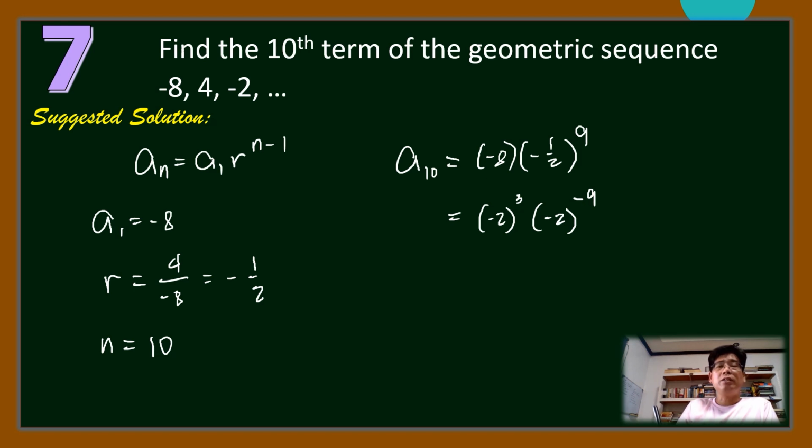Applying product of two exponential expressions, we have negative 2 raised to negative 6, or this is equal to negative 1/2 raised to 6. We have an exponential expression with an even exponent, so this will be equal to 1/2 raised to 6, or 1 over 64.